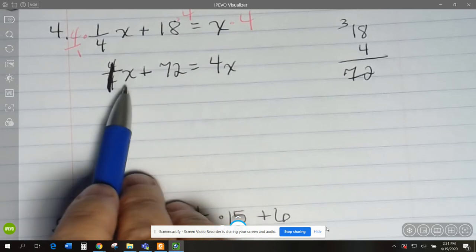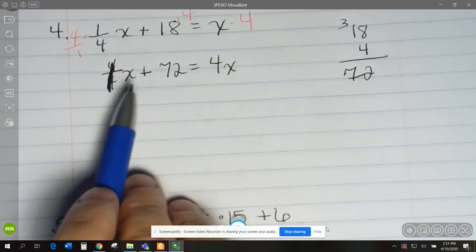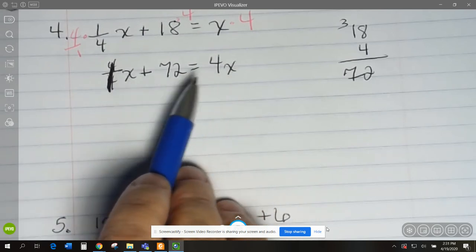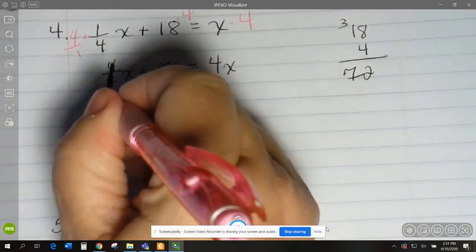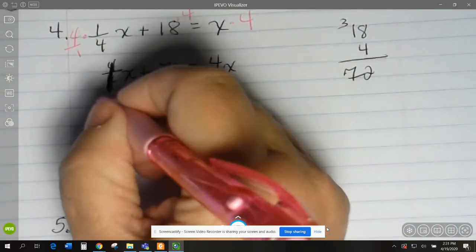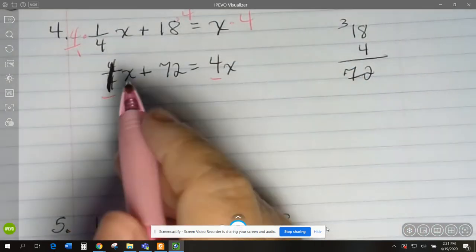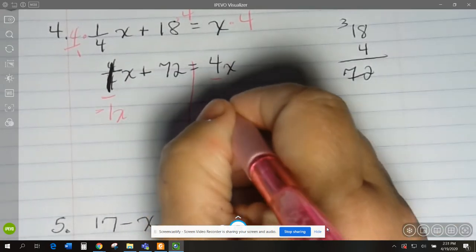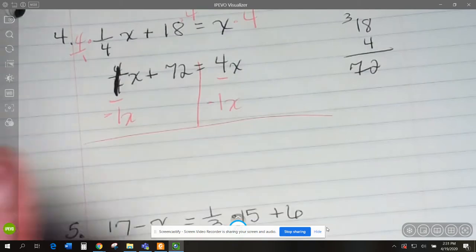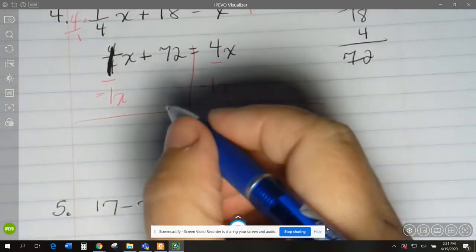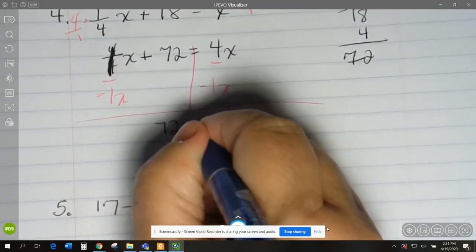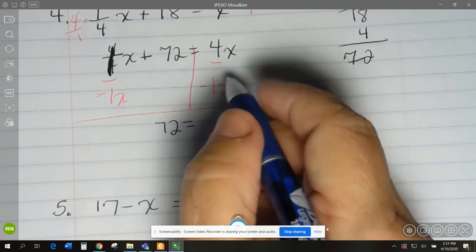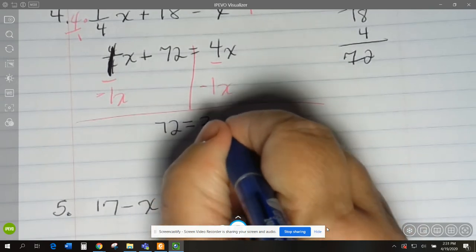Now we need to get rid of the variable with a smaller coefficient. So we have the 1 and the 4. The 1 is smaller. So we're going to get rid of 1x by subtracting 1x from both sides. And we get 72 equals 4 minus 1 is 3, so 3x.